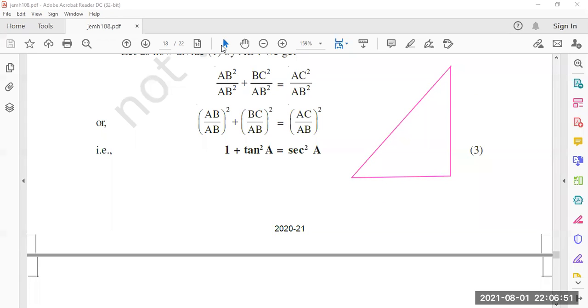Let me write their names. This is angle C and this is B and this is angle A which is being considered. Okay, now see, AB square plus BC square is equal to AC square. This is the Pythagoras theorem.